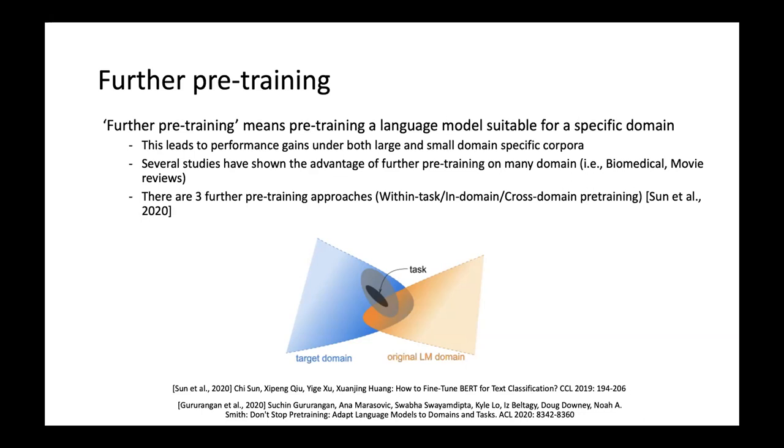There are three further pre-training approaches. The first is within-task pre-training, using the training data set from a given task. The second is in-domain pre-training, using a data set from the same data domain. The third is cross-domain pre-training, which is the combination of one and two.